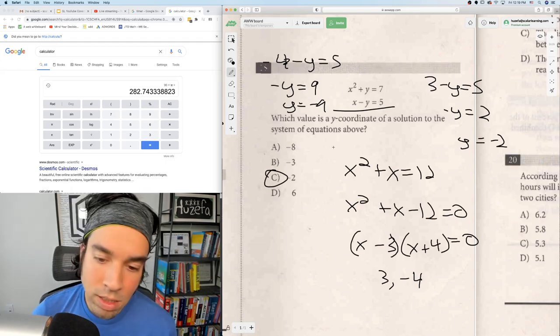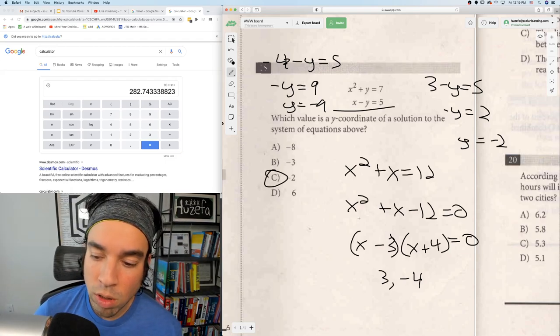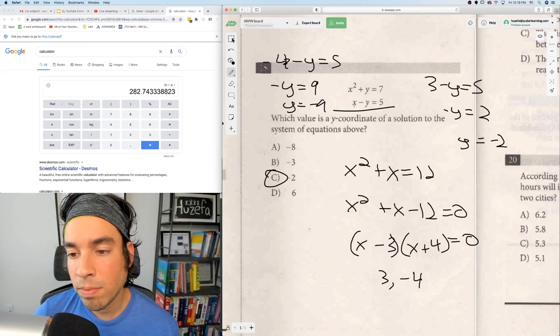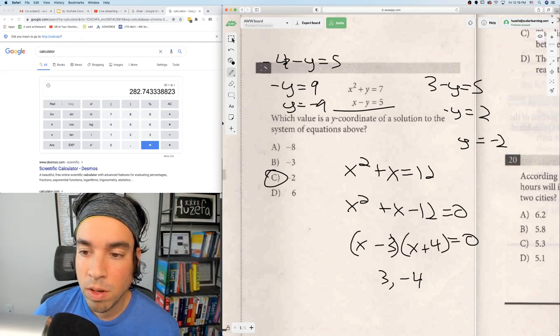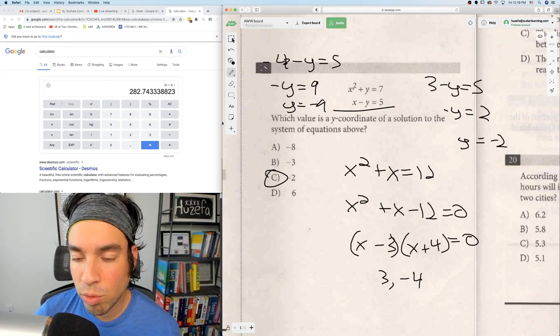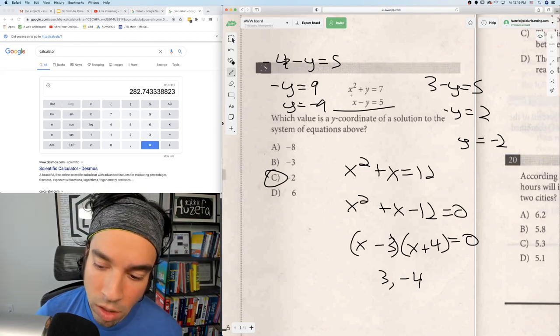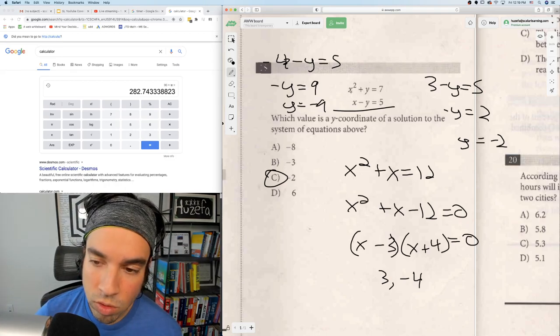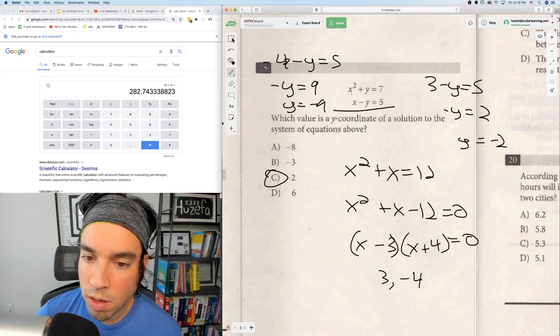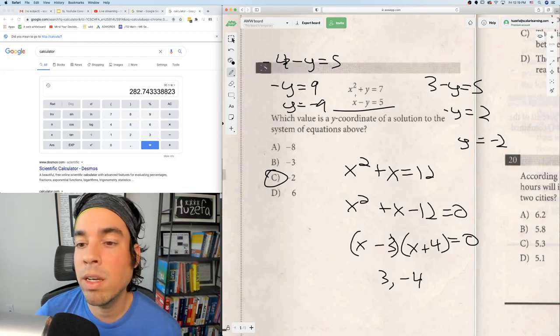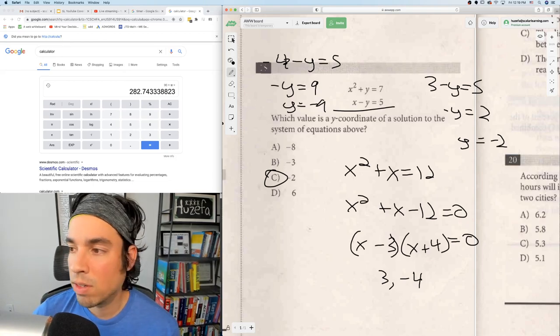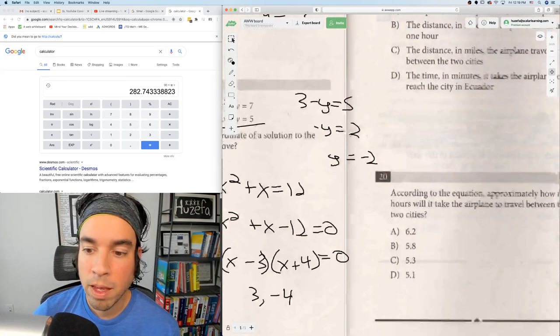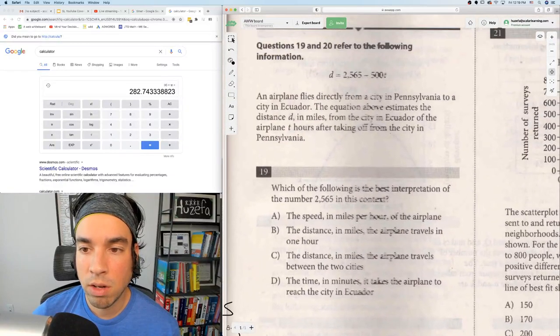Boom. Okay, so now we're going to test that, because I got negative 2 with 3. 3 minus negative 2 is 5. 3 squared is 9, plus negative 2 is 7. All right, I was just checking the answers. They both work. Okay, that is 18, now 19.